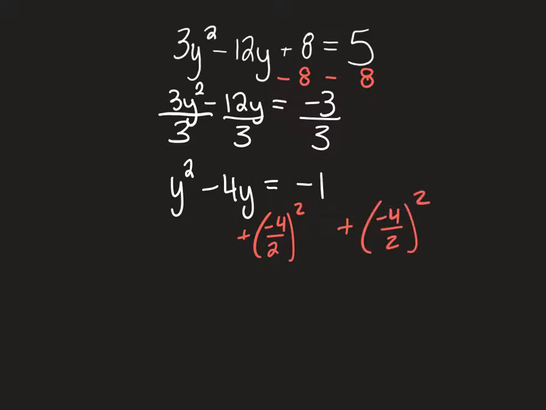So then what was our shortcut that we learned yesterday? Yeah, so just what's in the parentheses. So negative 4 divided by 2 is negative 2. And then the negative 2 squared is 4, so we're still adding 4 to that side.